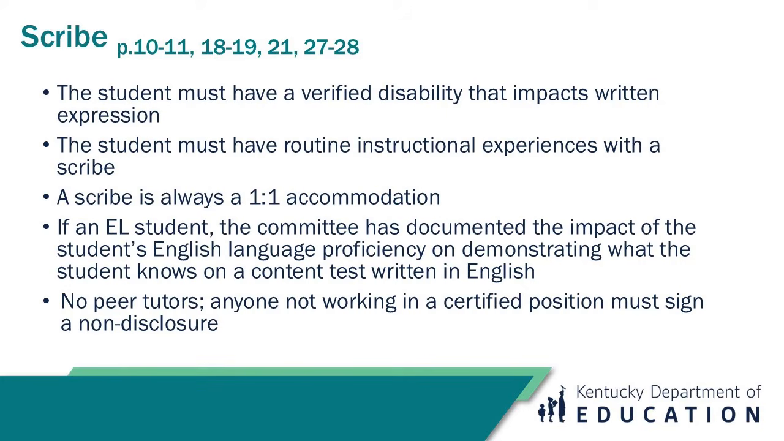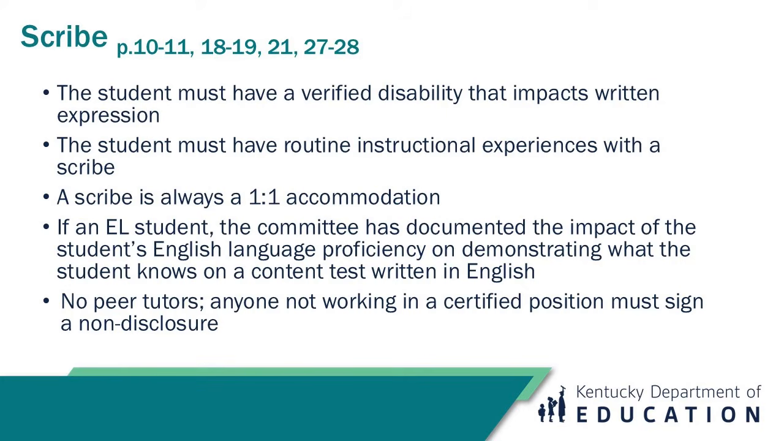A student must have a verified disability that impacts written expression. Examples may include dysgraphia or neurological disorders that impact the motor skills needed for writing. A student cannot be given a scribe just because they have bad handwriting or write or type slowly. The student plan should include data supporting the need for a scribe. A scribe must be used in routine instruction, but should not be a replacement for instruction or technology. A scribe is always a one-to-one accommodation.